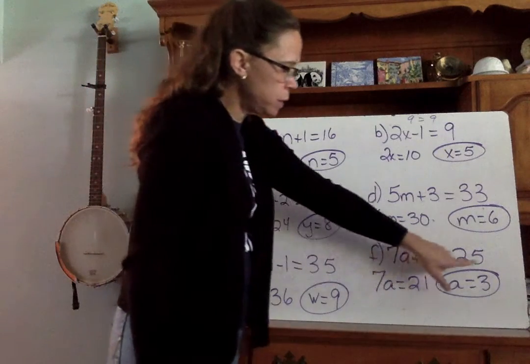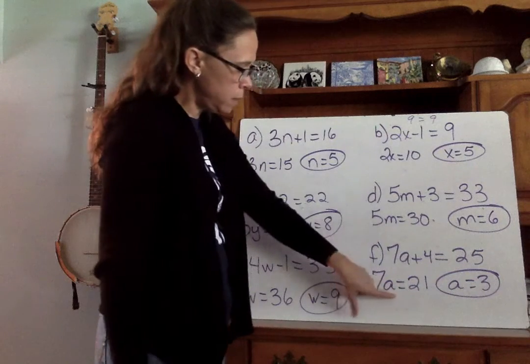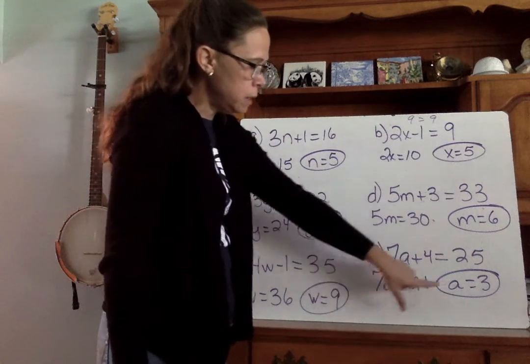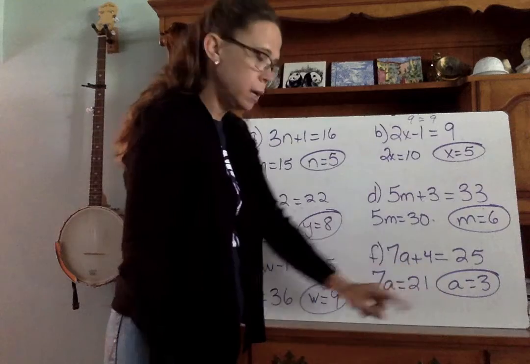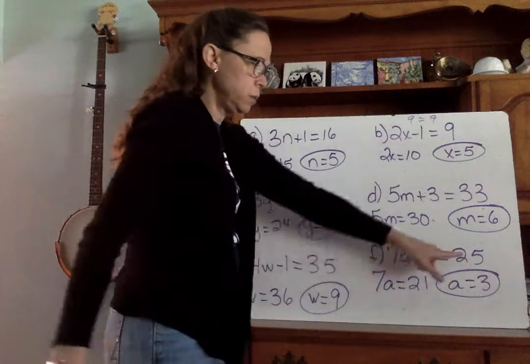7a plus 4 is 25. If I didn't add the 4, my answer would be 4 smaller. 7a is equal to 21. a is equal to 3. Let's put 3 back in. 7 times 3 is 21, plus 4 is 25.